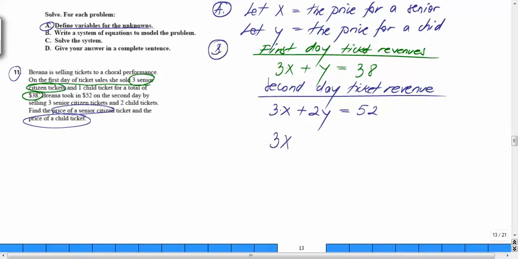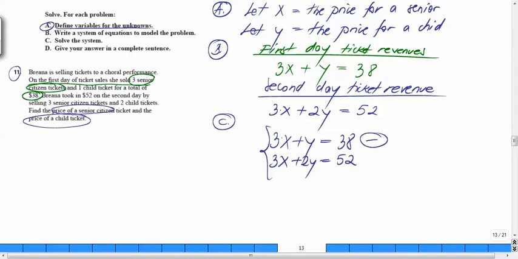So these are our two equations, and we can just put B for this part. We have a system that says 3x plus y equals 38 and 3x plus 2y equals 52. Now we can solve this by any method we learned so far. I like the elimination method, and I'm going to subtract the top one from the bottom. First column here, 3x minus itself, nothing. 2y minus y gives me y equals 52 minus 38.